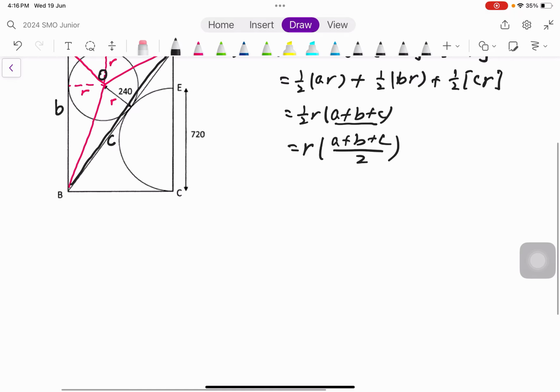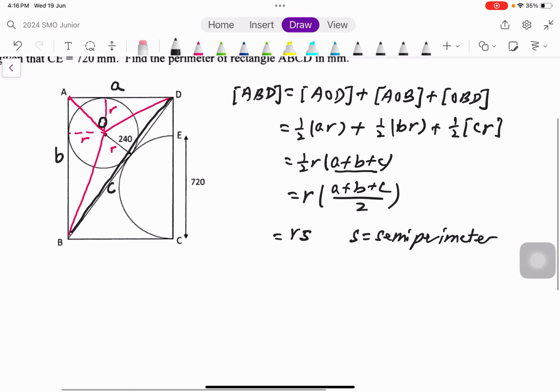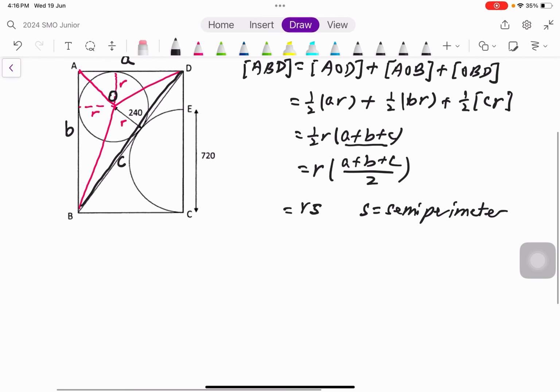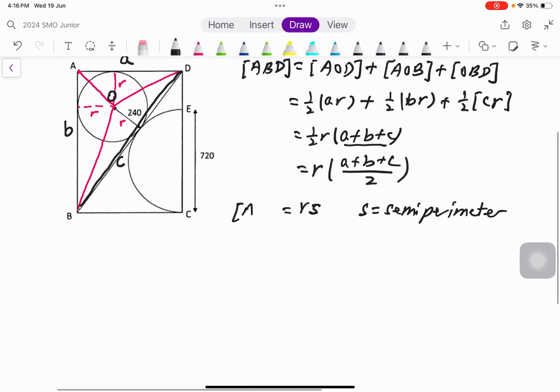And we denote A plus B plus C over 2 as S, where S is equal to the semi-perimeter of the triangle ABD. All right, therefore we establish this result. That means this result will be used.